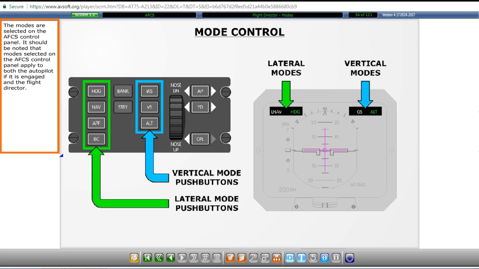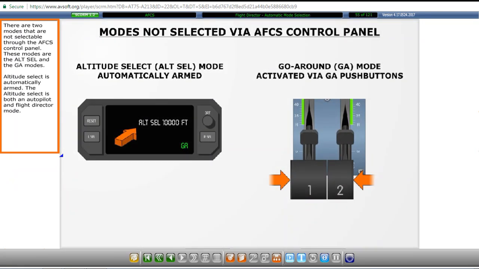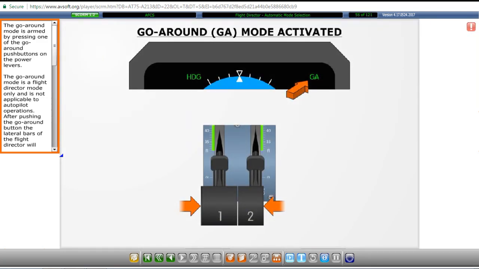The modes are selected on the AFCS control panel. It should be noted that modes selected on the AFCS control panel apply to both the autopilot if it is engaged and the flight director. There are two modes that are not selectable through the AFCS control panel. These modes are the altitude select and the go-around modes. Altitude select is automatically armed. The altitude select is both an autopilot and flight director mode.